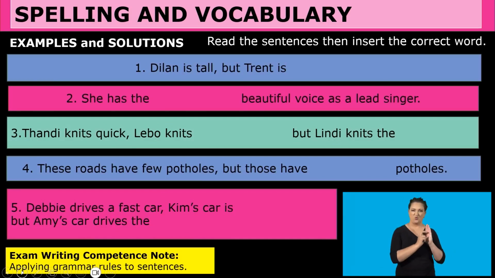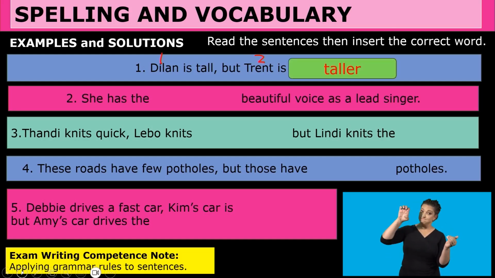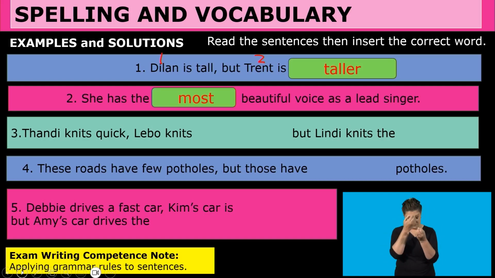So let's see if we can apply this to sentences. Dylan is tall, but Trent is, take note, there's 1, 2. So this is a comparative, all right? And in our response, taller, okay? Now, she has the beautiful voice as a lead singer. So we don't know how many of them there are, and therefore it is most beautiful voice, all right? So I'm giving you hints of how you need to address this when you get to your question paper.